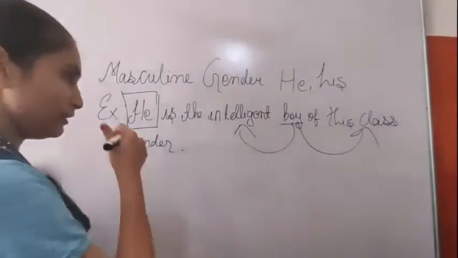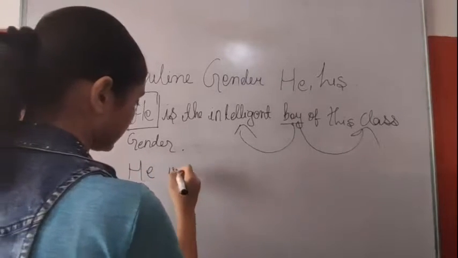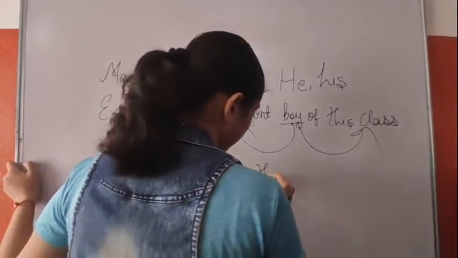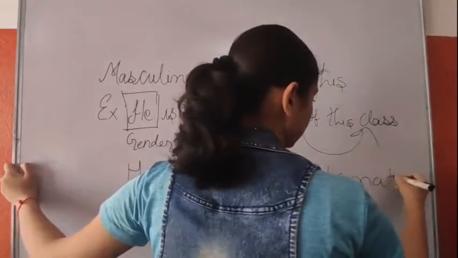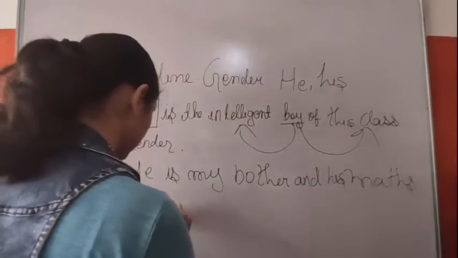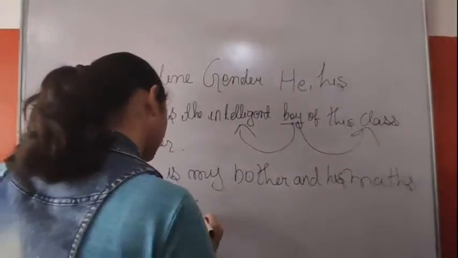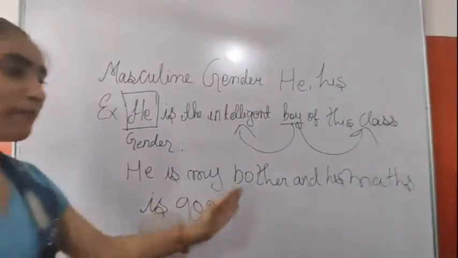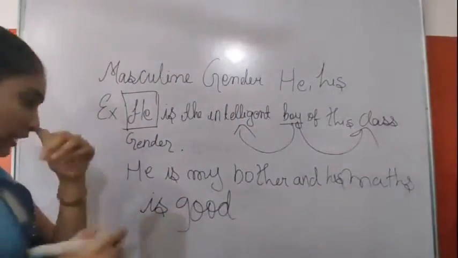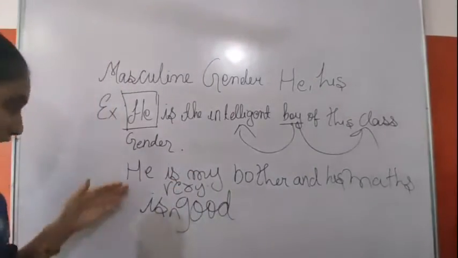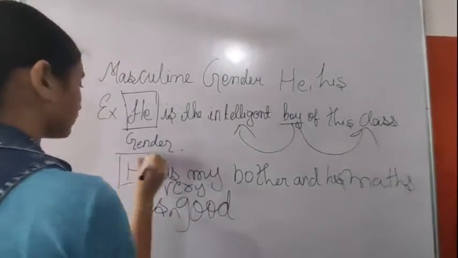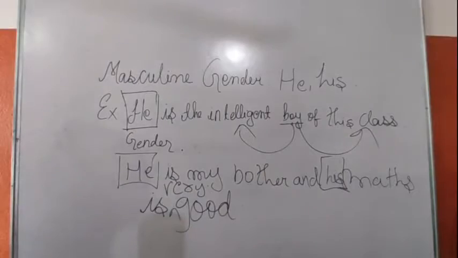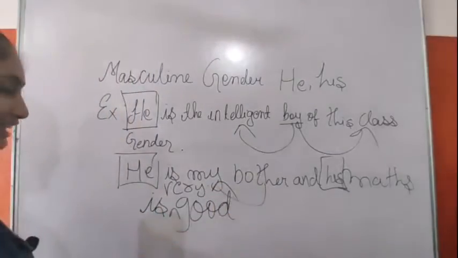Now, if I take one more example, he is my brother and his maths is very good. Actually, my math is not good. Now, he is my brother and his maths is very good. When I have put he, his, then you can easily identify that here I'm talking about a boy who is someone's brother and his maths is very good.